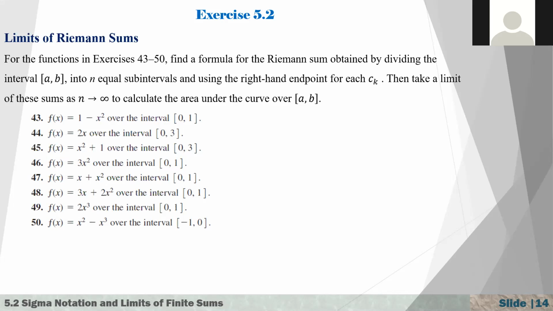Okay, so that is from exercise 5.2, and I'm going to show you one example here; some other examples you can practice with your TAs. In this question, it says that for the functions in exercises 43 to 50, find a formula for the Riemann sum that we talked about yesterday, obtained by dividing the interval [a, b] into n equal subintervals and using the right-hand endpoint for c_k. Then take a limit of these sums as n approaches positive infinity to calculate the area under the curve over [a, b].